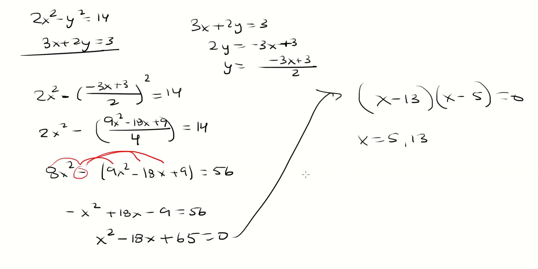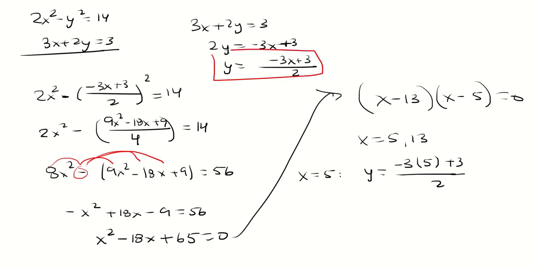But now we want to find the y value. So for x equals 5, we'll plug it in here. y is equal to, on the top, negative 3 times 5 plus 3, over 2. So again, I'm using this equation right here. And then when x is 13, we have y is equal to negative 3 times 13 plus 3 over 2.